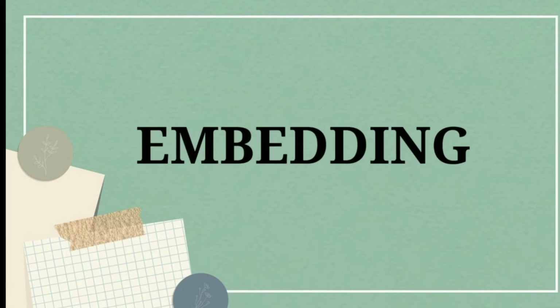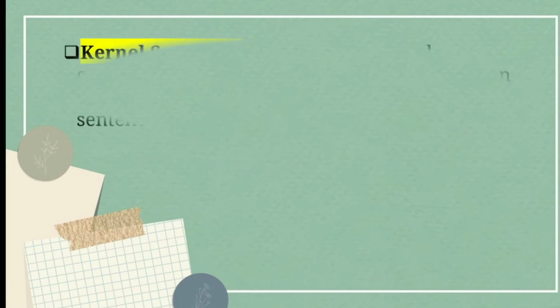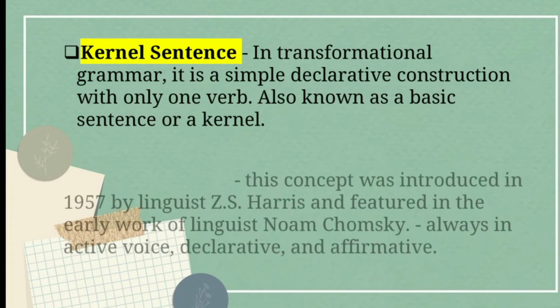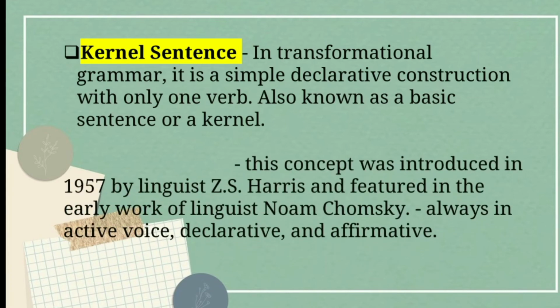Hi everyone, I am Crizel Jana Bautista, and since we are done with the coordination, let me explain what embedding is. When we say embed in grammar, it means to place or attach a phrase or clause within another clause or sentence. But before we proceed, let me first introduce the kernel sentence. In transformational grammar, it is a simple declarative construction with only one verb, also known as a basic sentence or a kernel. I believe we all know this when we create a simple sentence in SVO format.